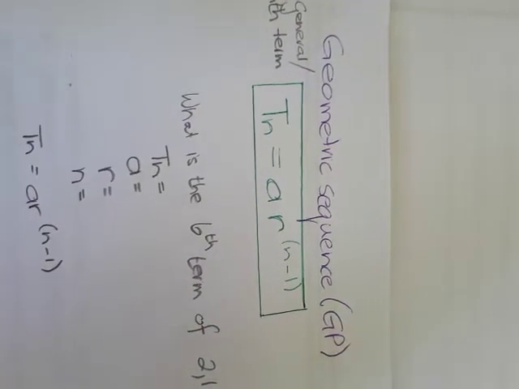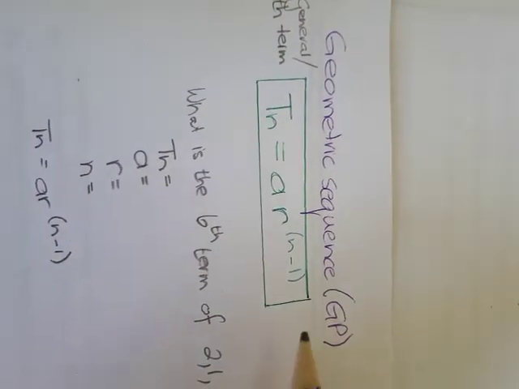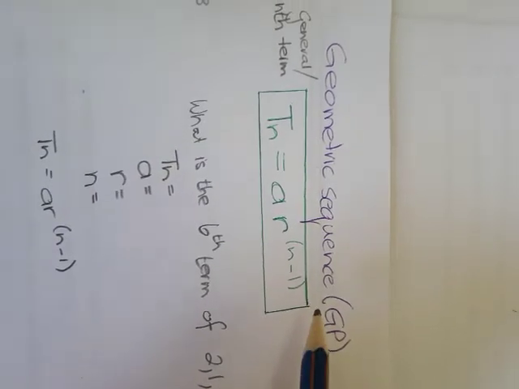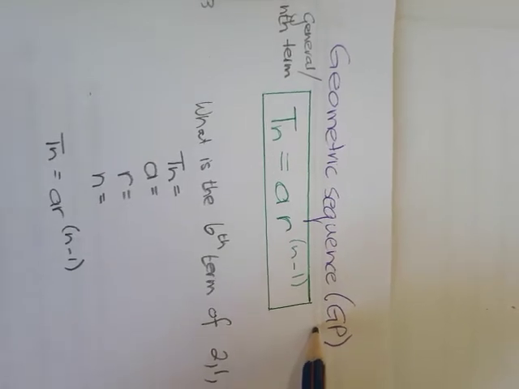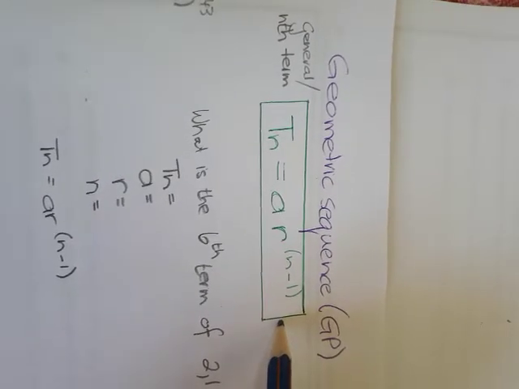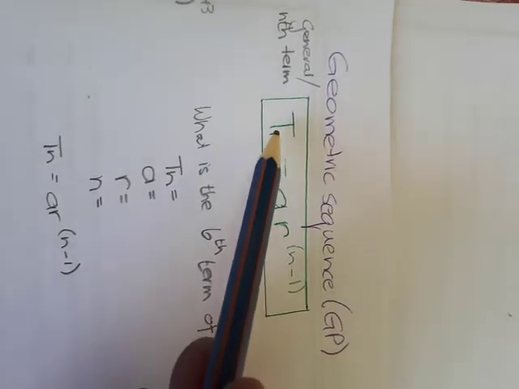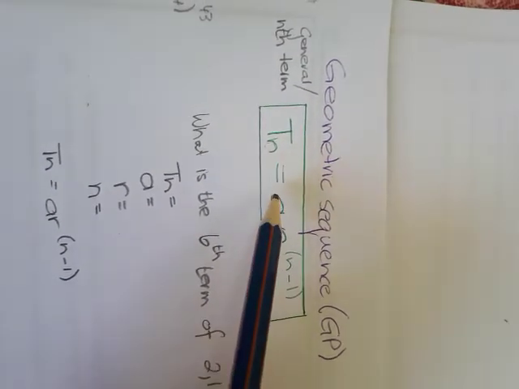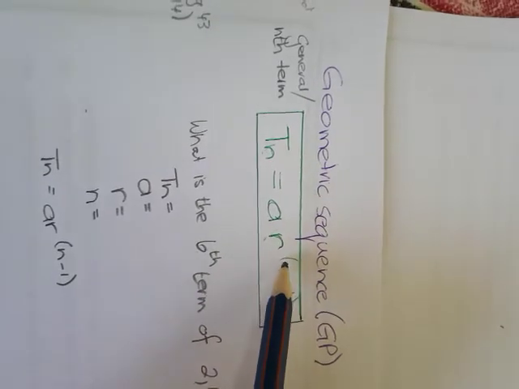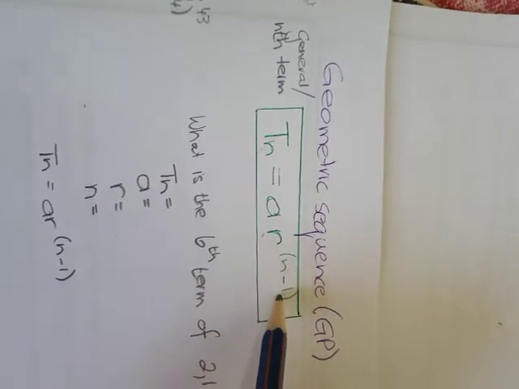Hello, today we start with geometric sequences, or in short, what we call GPs, geometric progressions. Right, here we have a new formula for finding the nth term. It reads Tn equals AR to the power of n minus 1.